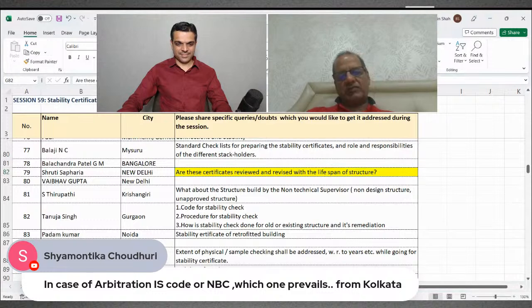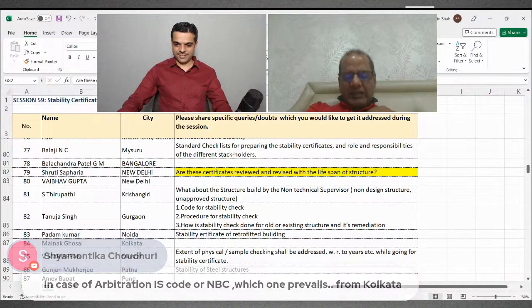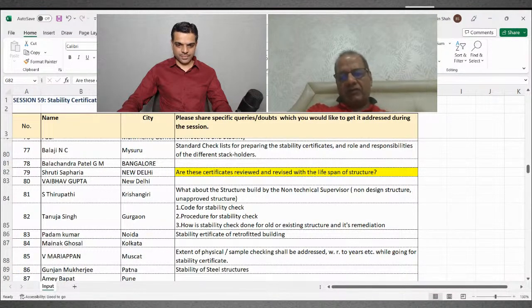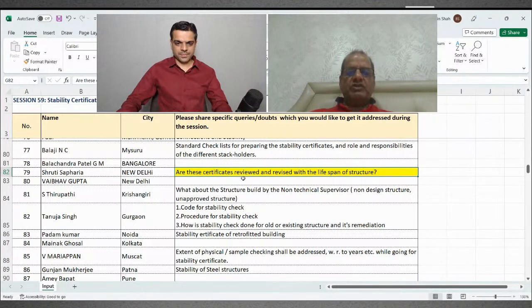Life span of structure. A renewal is okay after some time. Every structure should be renewed. Stability should be checked. First stability certificate you issue for 60 years. So maybe after NBC says after 30 years, then after every 5 years, like that.